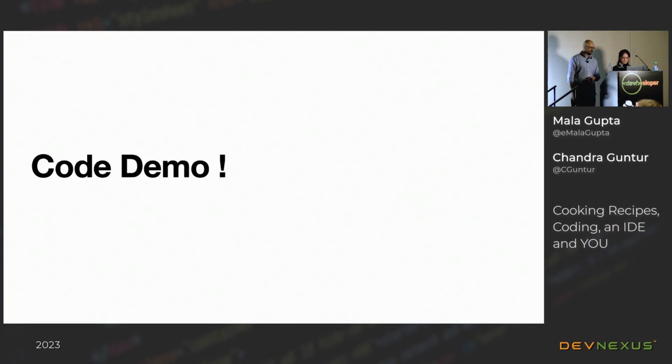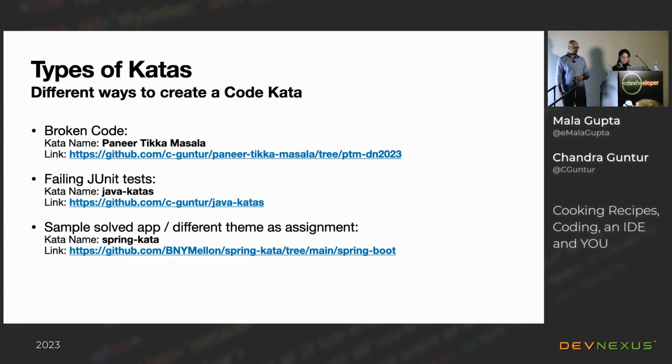Okay. So we're done with the code demo. Okay, so we talked about just one of the ways in which we could create the katas. So Chandra, you want to talk about, are there any other ways that we could create a code kata?